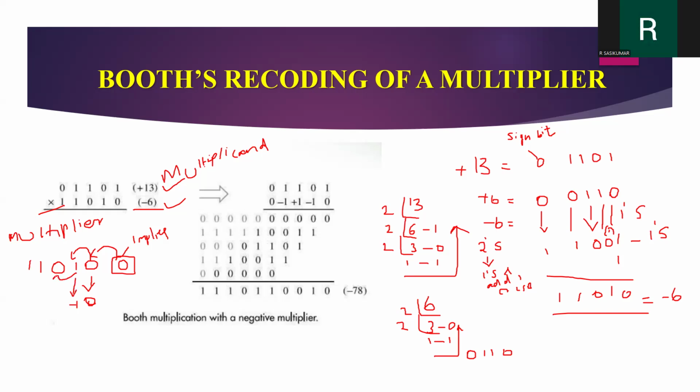1 to 0 means plus 1. And 0 to 1 again means minus 1. And 1 to 1 gives 0. With respect to the table, the recoded multiplier is 0, minus 1, plus 1, minus 1, 0. So instead of minus 6, you can write 0, minus 1, plus 1, minus 1, 0. This is 13, and this is called the recoded multiplier.